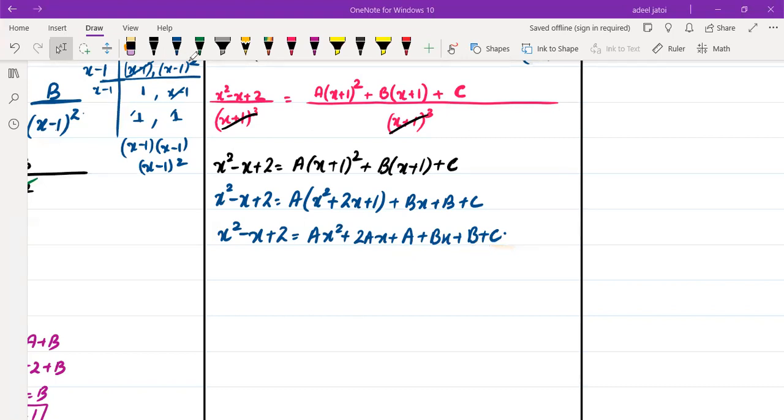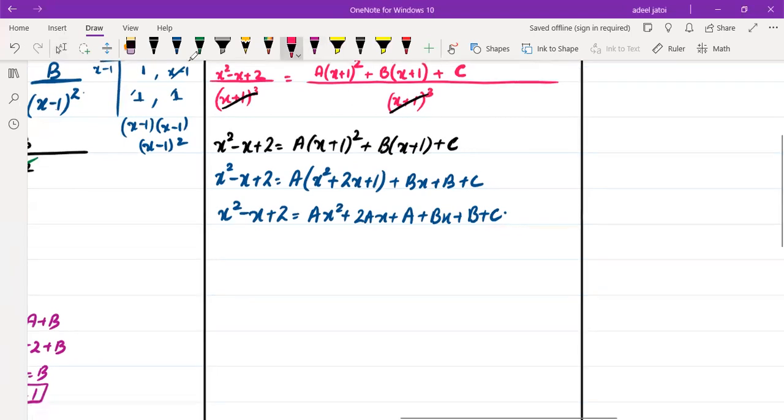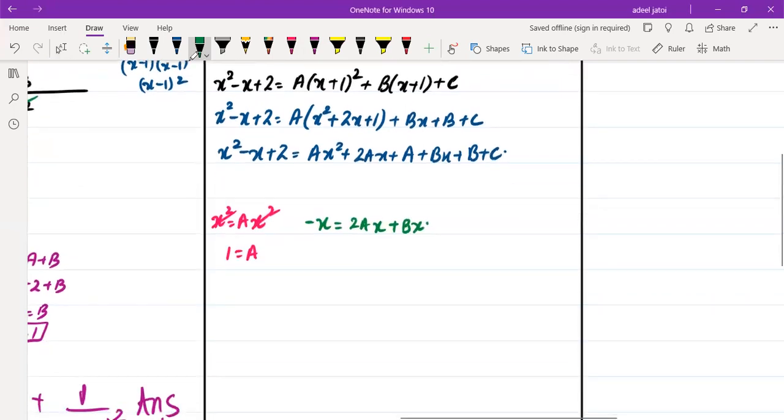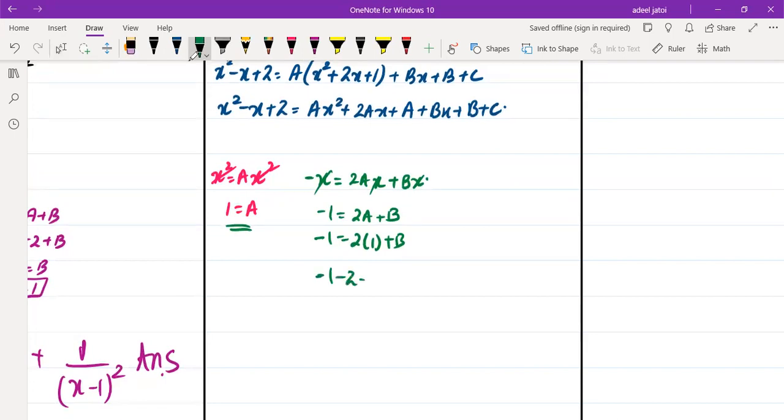So let's just start working to find the values. We know that we have x square as ax square. X square is cancelled, so the value of a becomes 1. We have minus x is equal to 2ax plus bx. So this would be cancelled as minus 1 is equal to 2a plus b. Minus 1 is equal to 2 times, a value is 1 from this part, plus b. This should be minus 1 minus 2 is equal to b. B becomes what? Minus 3.